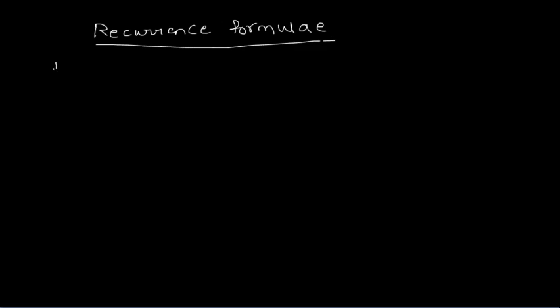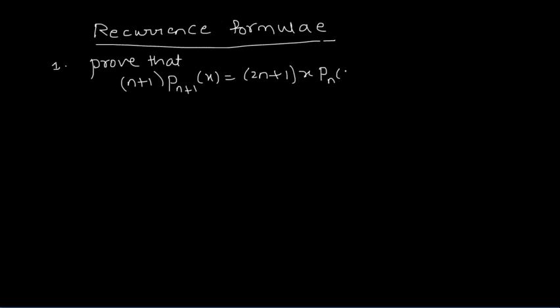So the first one we prove that (n plus 1) into Pn plus 1 of x equal to (2n plus 1) into x into Pn of x minus n into Pn minus 1 of x. So this is the first one we prove. Okay, so proof.